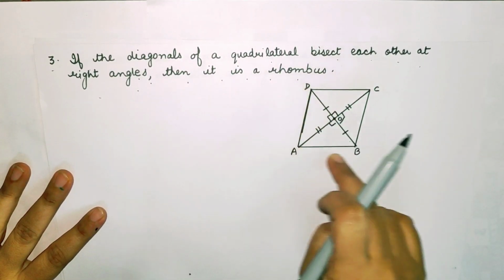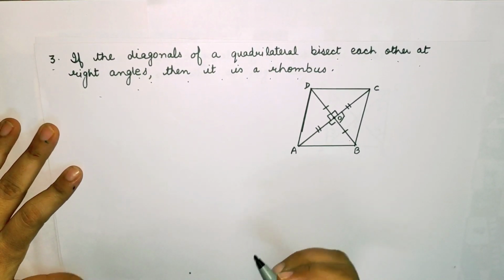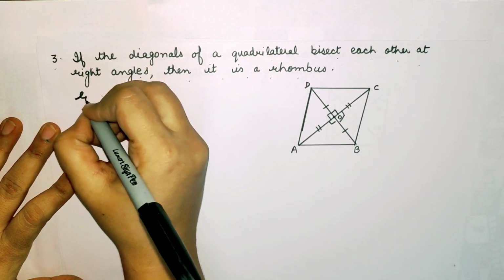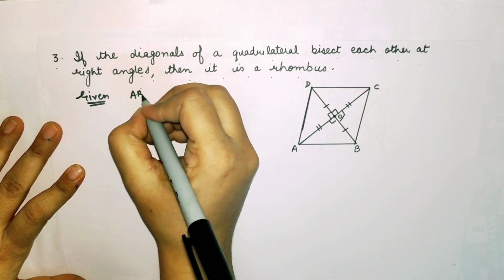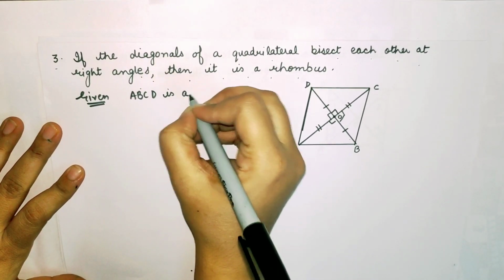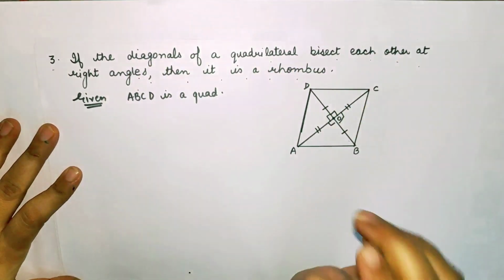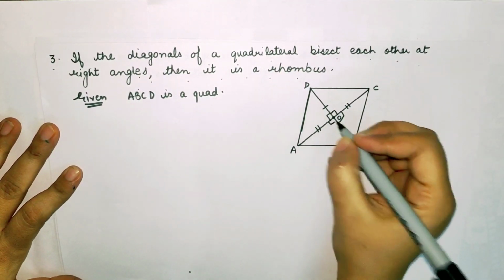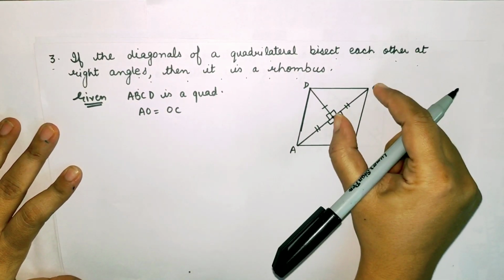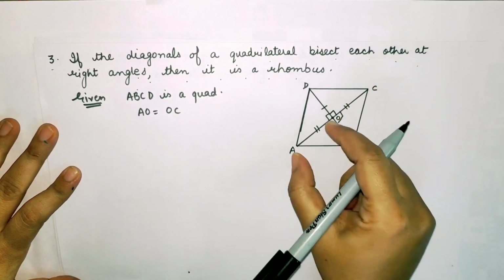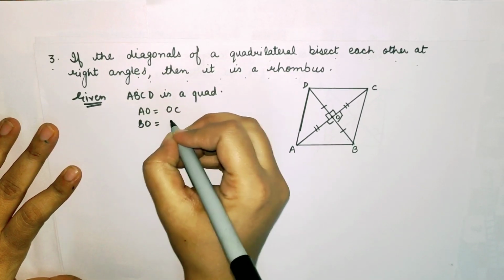So we have to prove that ABCD is a parallelogram. First we have to prove that ABCD is a parallelogram. Now how to prove? First we have to write down the given. What is given? That ABCD is a quadrilateral. We take ABCD as a quadrilateral. And the other thing, the diagonals of a quadrilateral bisect each other at right angle. What does it mean? That AO is equal to OC. Bisect means AC divides it into two equal parts. That is AO is equal to OC and BO is equal to OD. It is also given.